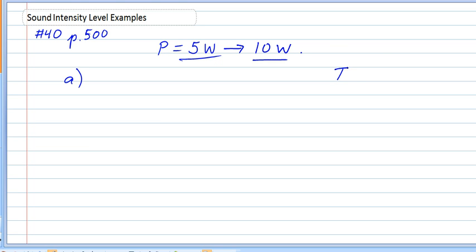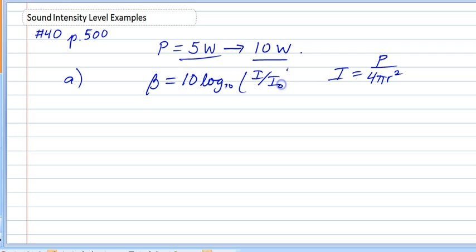First, we have the intensity equation, which is P over 4 pi r squared. And you might be tempted to say, well, if we're going to double the power, that's doubling the loudness. But the problem is that the loudness is the logarithmic equation, beta equals 10 log base 10 of I over I naught. And so it turns out that having double the power, which does mean double the intensity, is not going to come out to be double the decibels. It's going to increase, but not double.